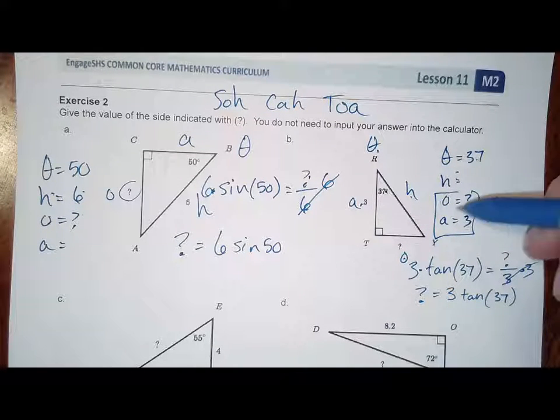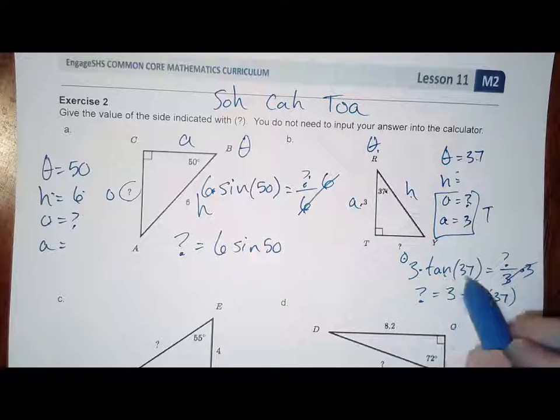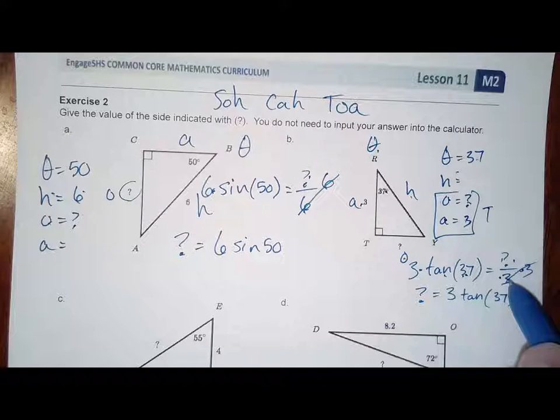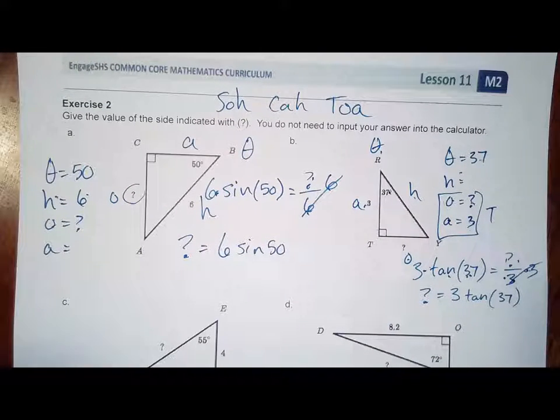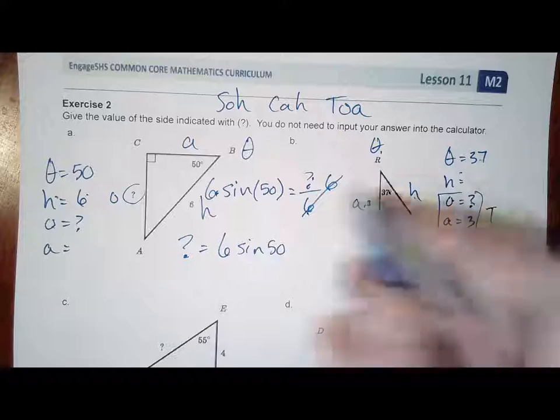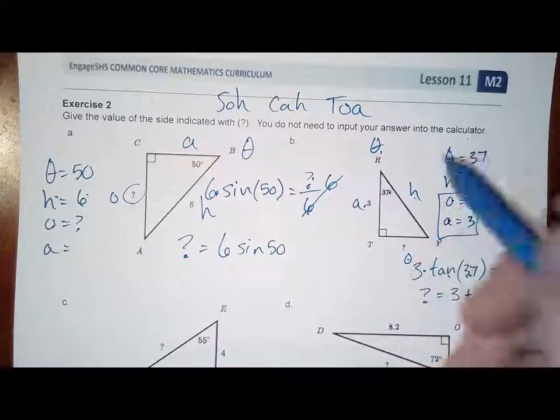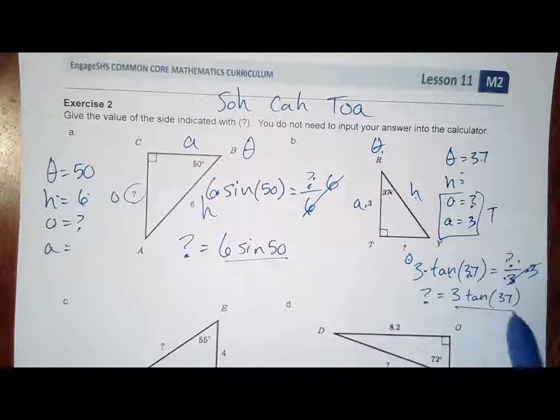So we have a tangent because we know opposite and adjacent are the two sides to focus on. Fill in the blank with theta, O, and A from our list. And then solve. We have a fraction. We will always have a fraction. So then you multiply by the denominator in order to cancel the fraction. And we wind up with this expression. I don't need to input my answer in the calculator because I can whenever I want to.